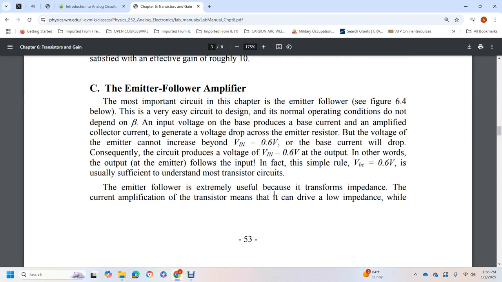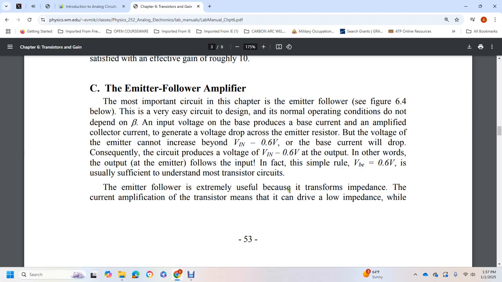Now the emitter follower amplifier, the most important circuit of the chapter. This is very easy. In normal operation, the circuit does not depend on beta. The input voltage at the base produces the base current, and the amplifier's collector current generates a voltage drop across the emitter resistor. The emitter voltage cannot increase beyond the input voltage minus 0.6 volts, or the base current will drop, so the circuit produces the input voltage minus 0.6 volts at the output. In other words, the output at the emitter follows the input. In fact, as a simple rule, the base-emitter voltage is equal to 0.6 volts, which is usually significant to understand most transistor circuits.